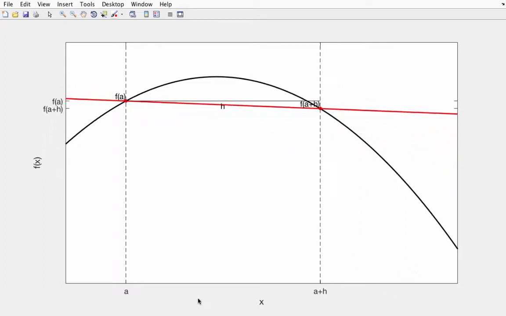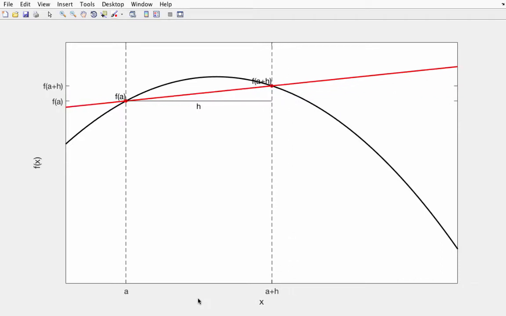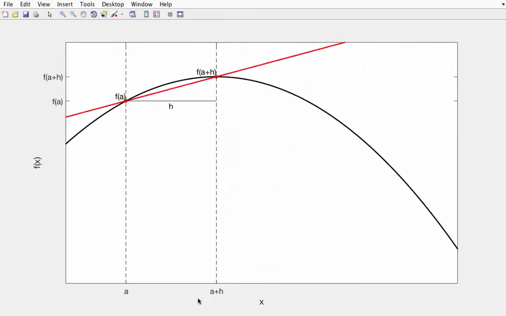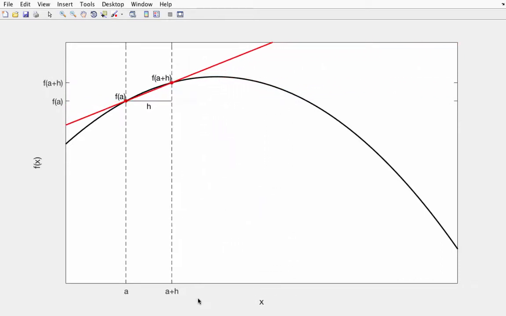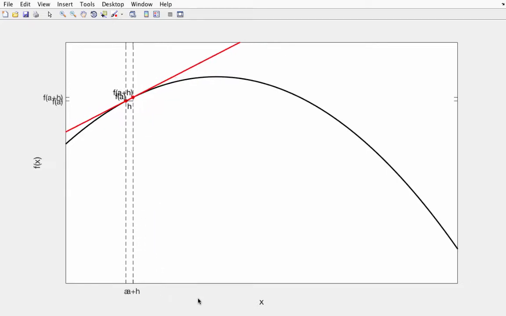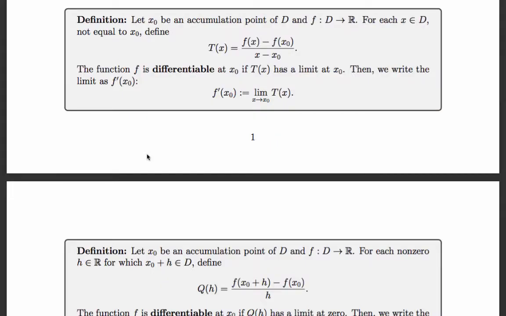Well, as h goes to 0, the secant line changes substantially, and the slope changes. But as h becomes 0, the secant becomes a tangent line. And when h is completely 0, we have exactly a tangent line. And the derivative is the slope of the tangent line.